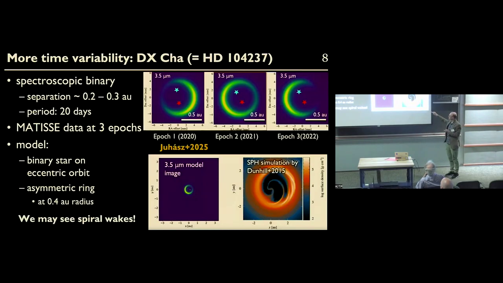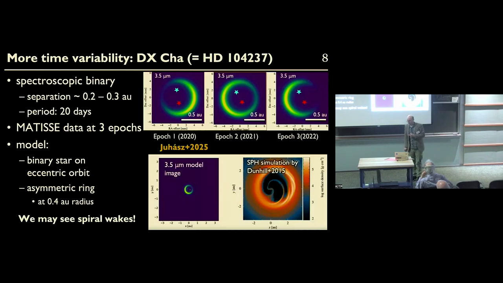a hydrodynamic simulation that is tailored to this object showed that the inner spectroscopic binary should carve a large cavity in the inner disk. But from the mid-infrared data, it is shown that the structure which we see in the L-band is much closer to the star. So based on this, we think that it might be that we see these spiral wakes induced by the stellar orbit. And maybe the inner warm part of the spiral wakes can be seen in our data.